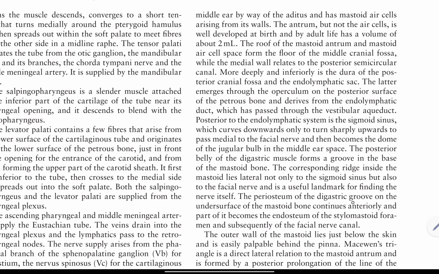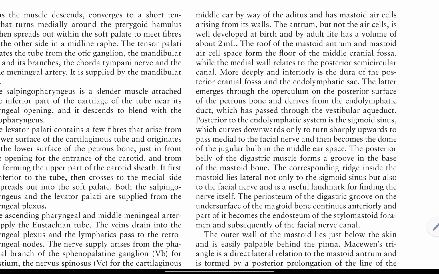The periosteum of the digastric groove on the undersurface of the mastoid bone continues anteriorly and part of it becomes the endosteum of the stylomastoid foramen and subsequently the facial nerve canal. The outer wall of the mastoid lies just below the skin and is easily palpable behind the pinna.